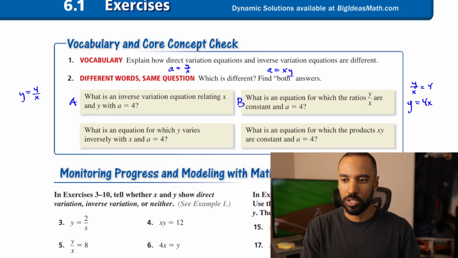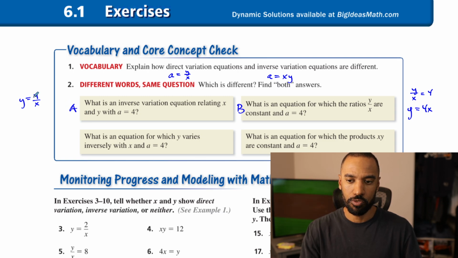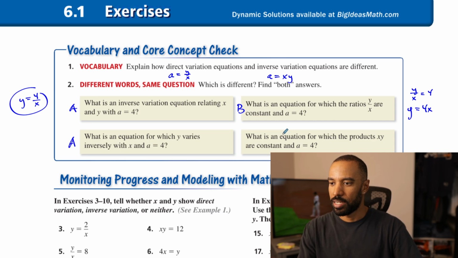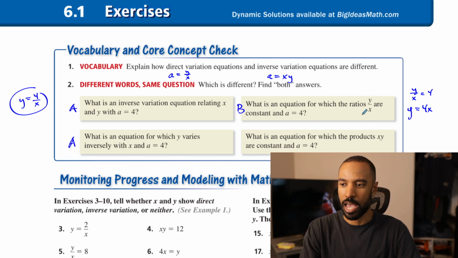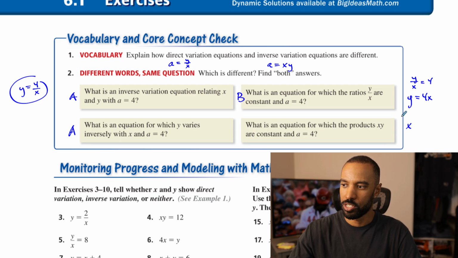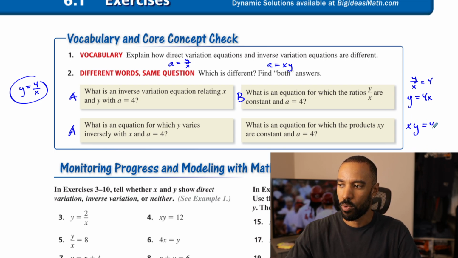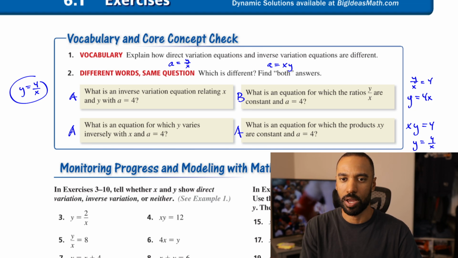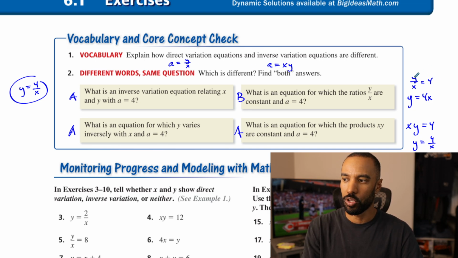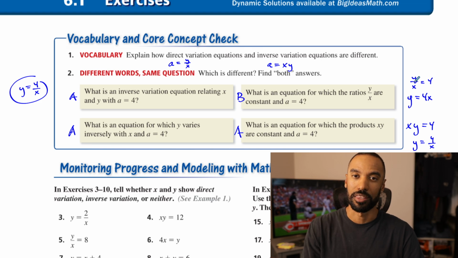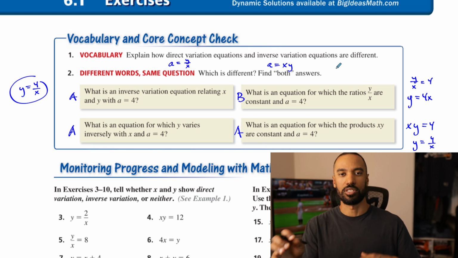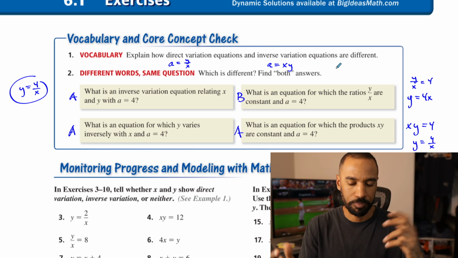Next one says, what is an equation for which y varies inversely with x and a equals 4? That should be the same as this one here, so that's also an A, as it's inverse variation. And what is an equation for which the products x times y are constant and a equals 4? Seems opposite of this one up here, where if I get y by itself, I divide both sides by x, I get 4 over x. Hey, that looks like all the other inverse variation questions. So B is the different one. That's a direct variation scenario. And keep in mind, I know it looks opposite because we divide here, but they're on the same side of the equation. And here we multiply on the same side of the equation. Otherwise, inverse variation is dividing your constant of variation by your variable, say x.